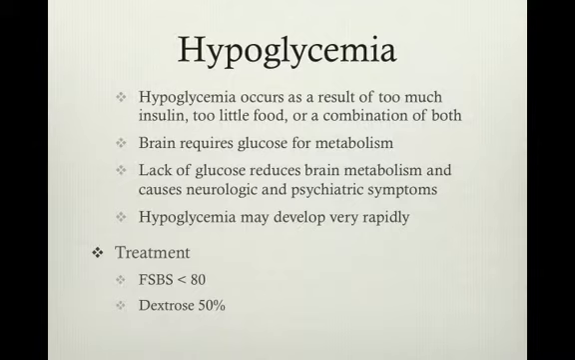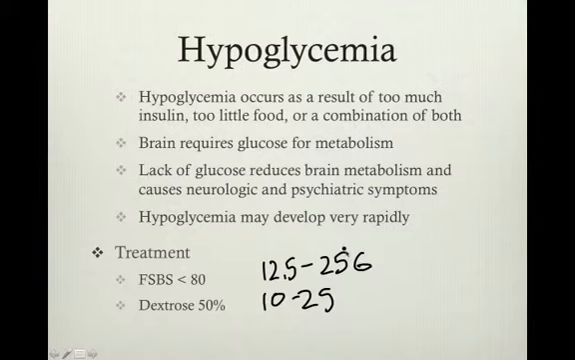The brain requires glucose for metabolism. Lack of glucose reduces brain metabolism and causes neurological and psychiatric symptoms. Hypoglycemia may develop very rapidly. For treatment, a fingerstick blood sugar of less than 80 gets dextrose 50%. Now the dosing on that, the book will say 10 to 25. Most of the time it's easier for us to figure and give them 12.5 to 25 grams. That's a whole amp or a half of an amp, essentially.